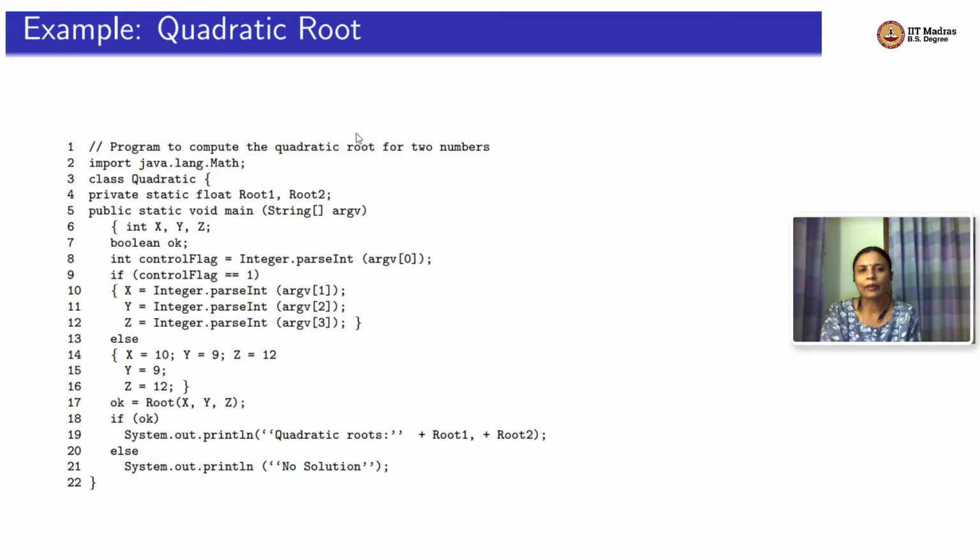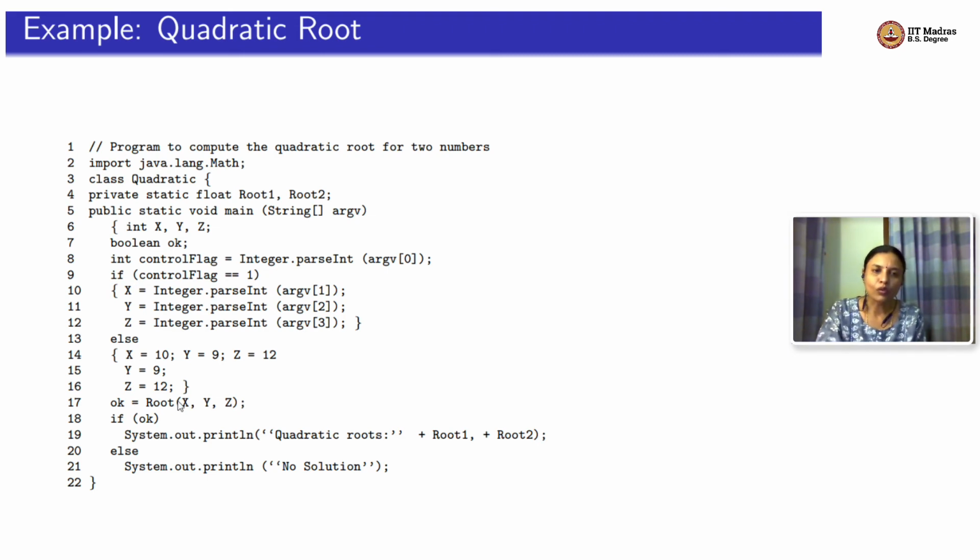So this is a program that computes the quadratic root for those numbers. The class is called Quadratic. These are the two numbers, root 1 and root 2. They're floating point numbers. Then there's a main function where int x, y, z are considered and taken as inputs, and if there's some exception, they are assigned some standard values. Now this main method calls the root method at line number 17. So main calls root with parameters x, y, z in line number 17. This is the call interface for us.